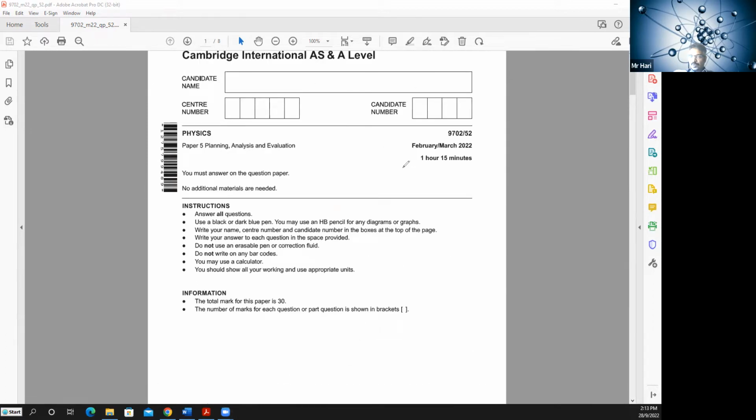So you have 2 questions here. The total mark is 30. You have question 1, 15 marks, and then you have question 2, also 15 marks. If you don't make any mistake, chances of you getting around 15 out of 15 is there. But the first question is the one most students find challenging.